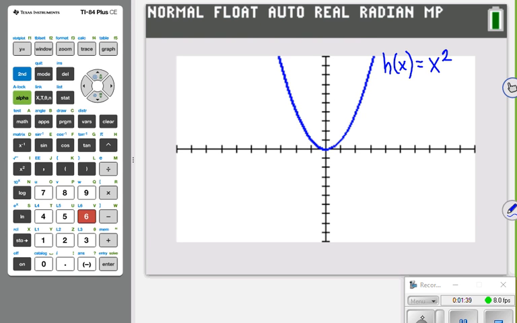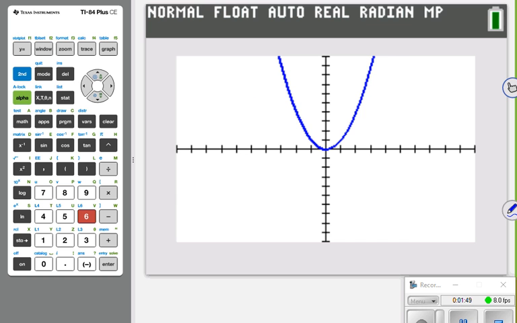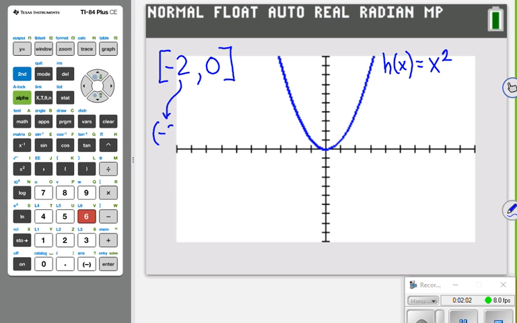Now, back to the problem that we were working on. Let's start by finding the average rate of change from -2 to 0. Let me explain what that means right on my calculator. So, from -2 to 0 means that they want you to have one point at -2, something, and a second point at 0, something, and then they want you to find the slope between those 2 points.